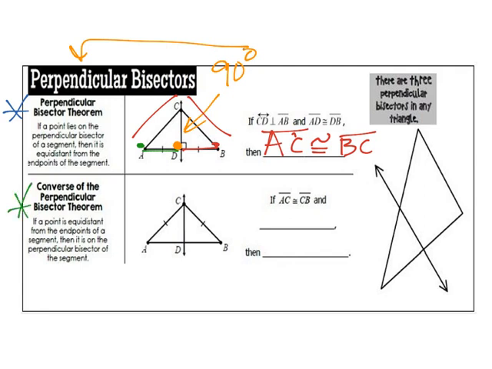The converse of the perpendicular bisector theorem. This says if a point is equidistant from the endpoints of a line segment, then it is on the perpendicular bisector of the segment. So if this point C, for example, is equidistant from the endpoints of a segment, so from here to here and here to here are equal, then it is on the perpendicular bisector, right? So that means it's actually on the bisector, which in this case would be CD. This is CD, this is our bisector.